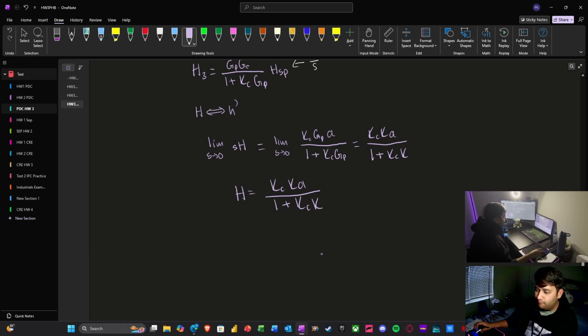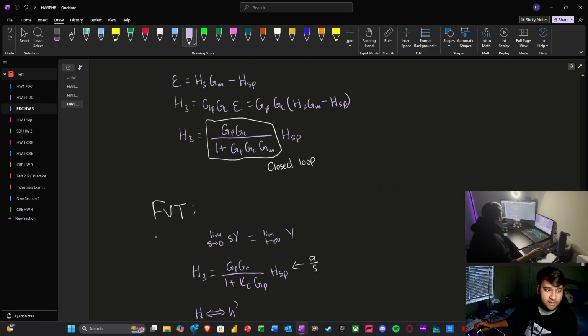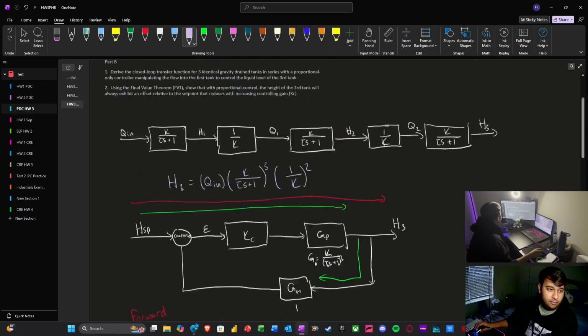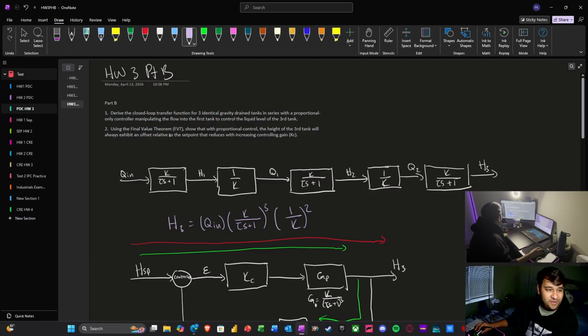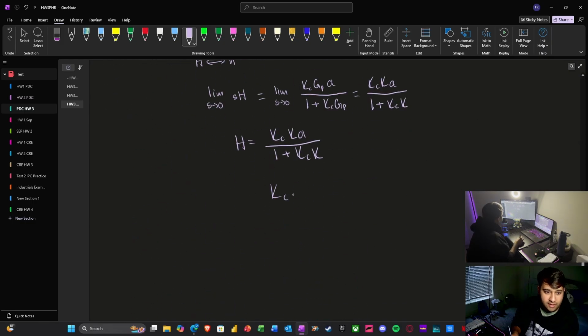This is the equation that we would get using the FVT, or the final value theorem. And basically what we're showing is that the third tank will always exhibit an offset relative to the set point that reduces with increasing controller gain. As Kc continues to increase, our value will continue to go towards 1, showing that there will always be that relative offset.